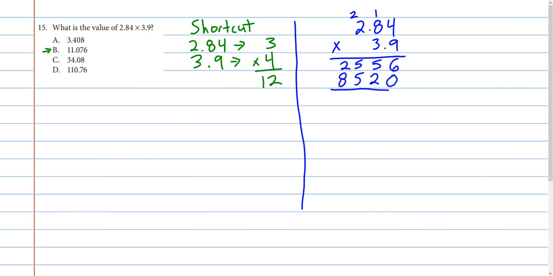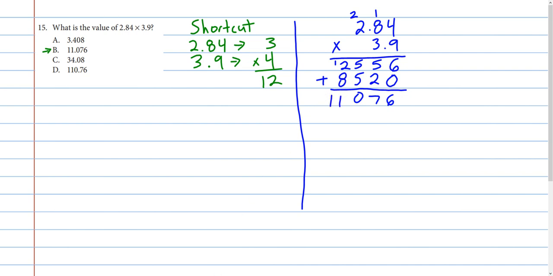And then we just add those all up. And we get 6 and 0, we get 6. 5 and 2, we get 7. 5 and 5, we get 10. Carry the 1 over. 1 and 2, we get 3. 3 and 8, we get 11.